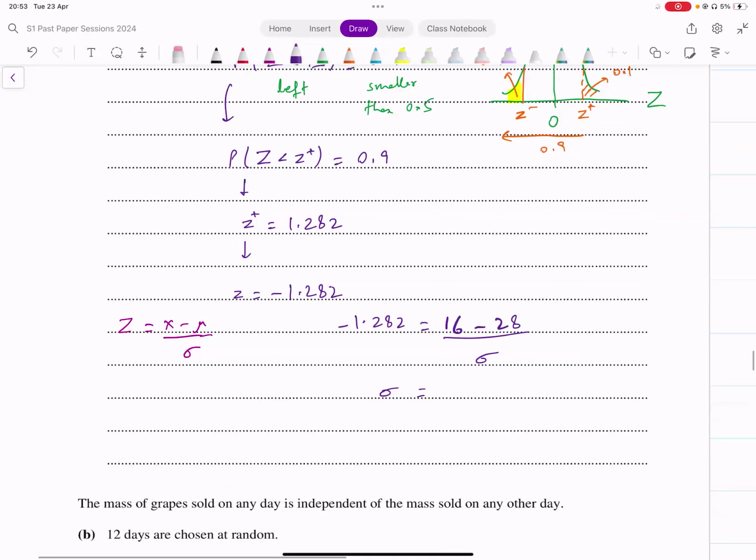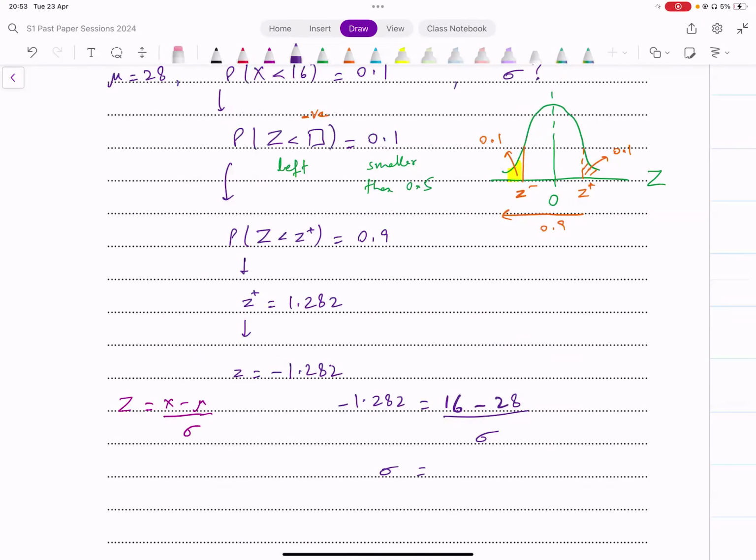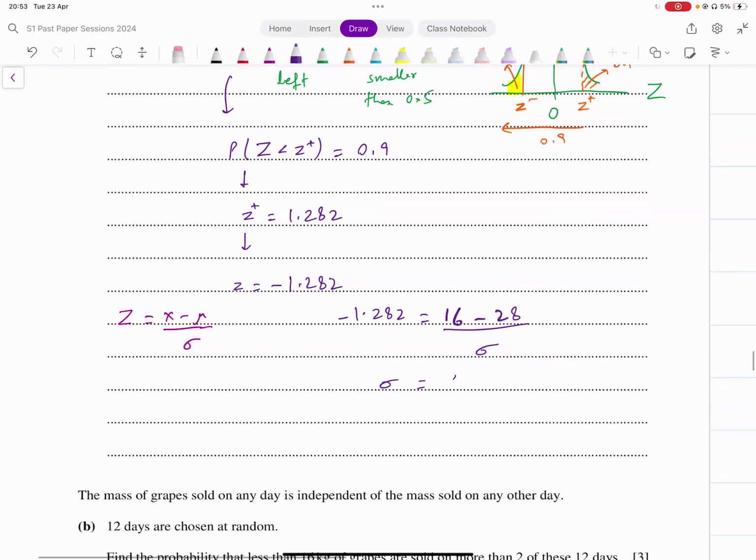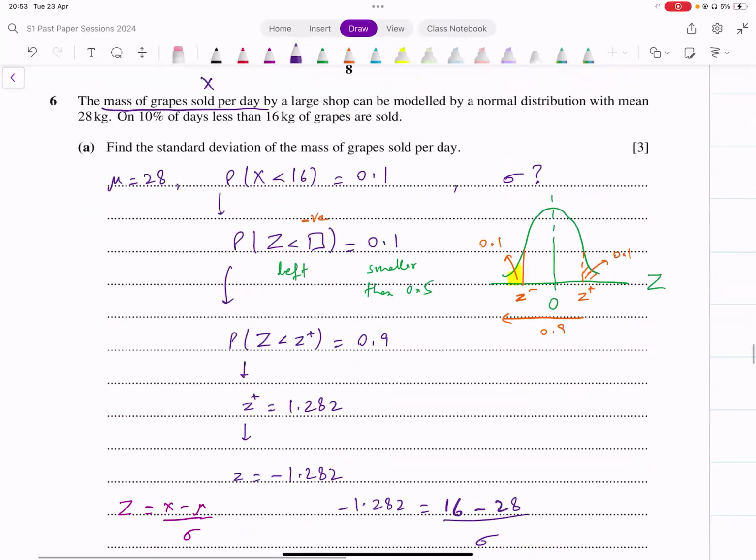All right. So the standard deviation turns out to be 9.36. Standard deviation is 9.3604. We could round it off to 9.36 if we want. Okay, so that's the standard deviation.